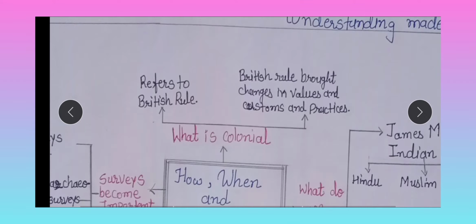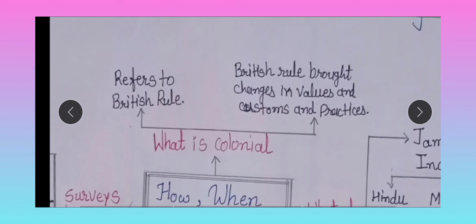Now, what is colonial? Colonial refers to British rule. And the second point, people say British rule brought changes in values, customs and practices. So what is colonial? When the Britishers came in India, they established their own colonies to live, and they lived in those colonies. Slowly they started to rule India. That's why the rule that started is called colonial rule.